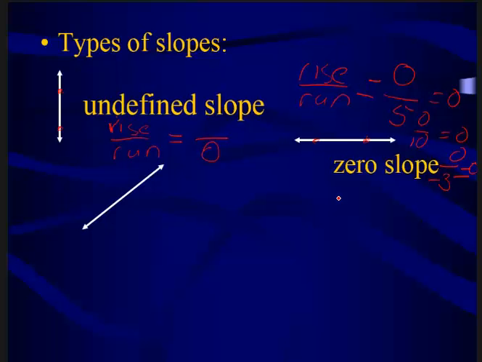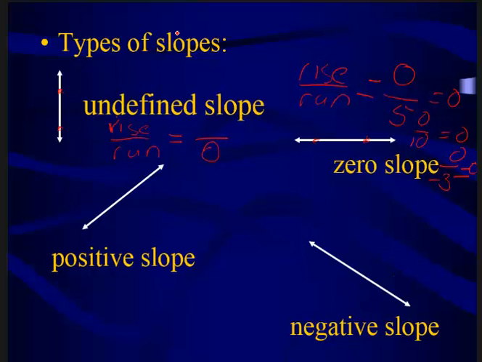If we start from left and go right in our looking, and our arrow or our line goes upward, then we have a positive slope. So up to the right is a positive slope. Down to the right is a negative slope.